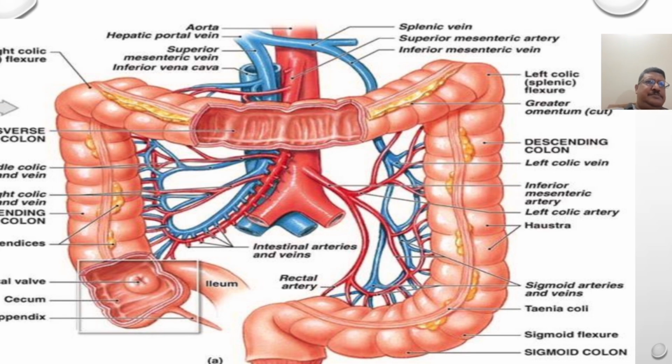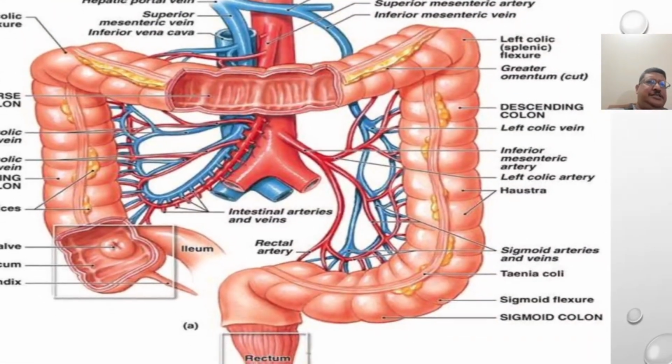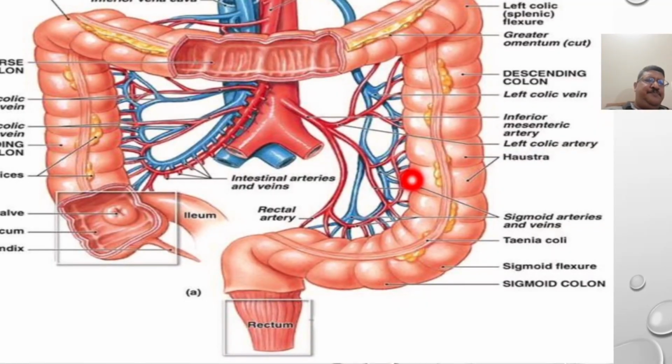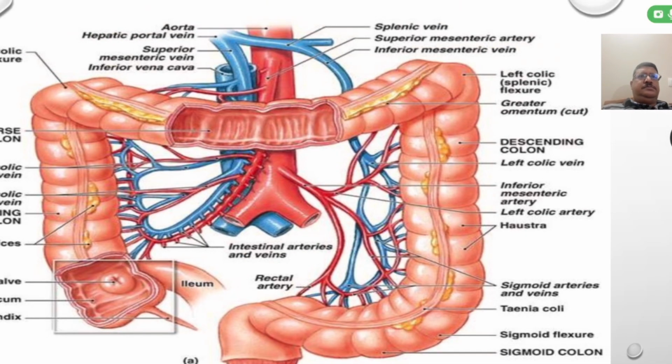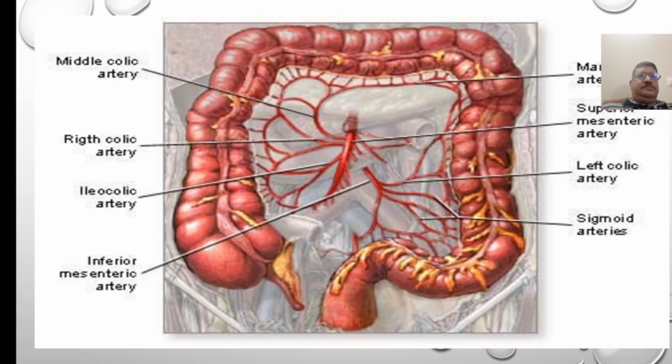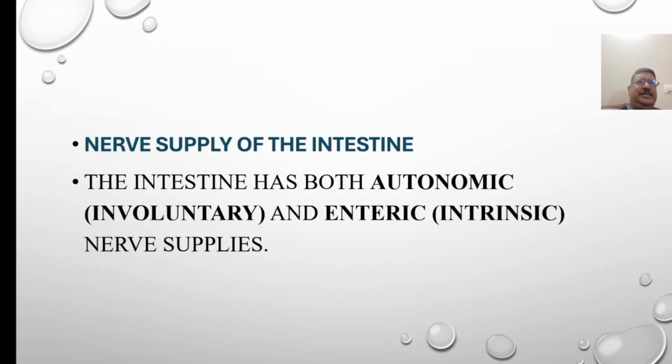These all are the arteries and veins supplying the large intestine. Sigmoid arteries, inferior mesenteric artery, these all are there. These are the blood supply, that is middle colic artery, right colic artery, ileocolic artery, inferior mesenteric artery, these all are there. So, nerve supply of the intestine.